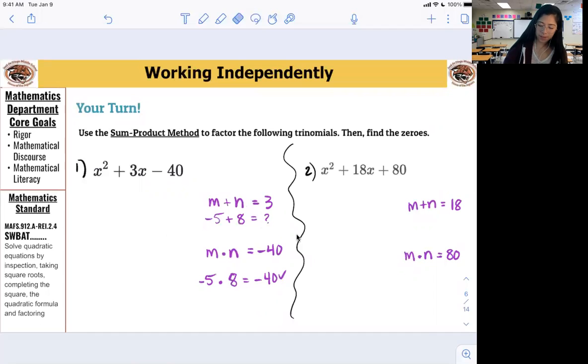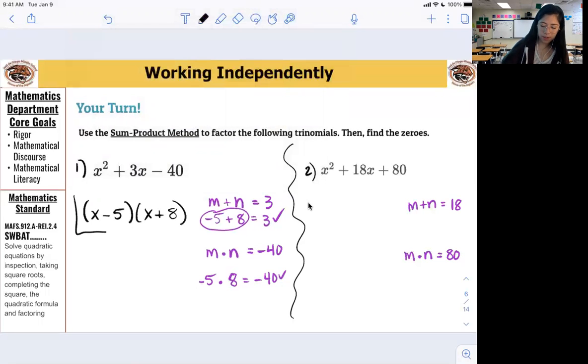Yeah, that does work out. Negative 5 plus 8 gives me positive 3. So that was actually a really good example of how you might go through it in your head. Sometimes you come up with the wrong combination, and that's totally fine as long as you adjust it a little bit, and then you get your answer. So it's -5 and +8. My factored form is going to be x minus 5 and x plus 8.